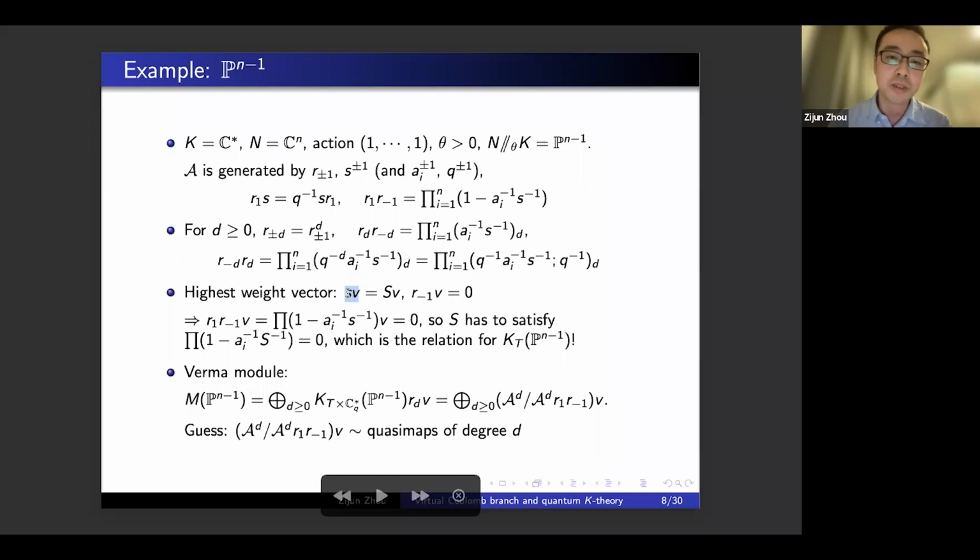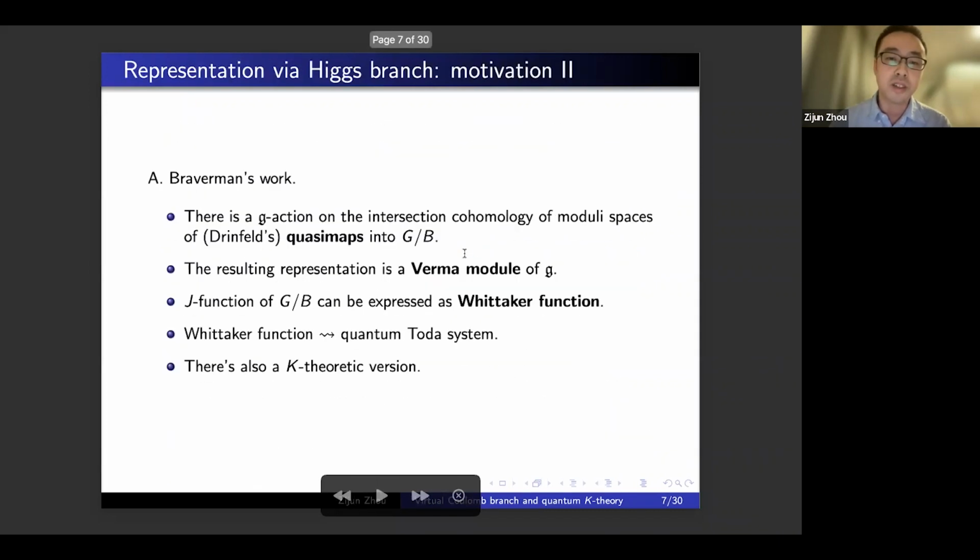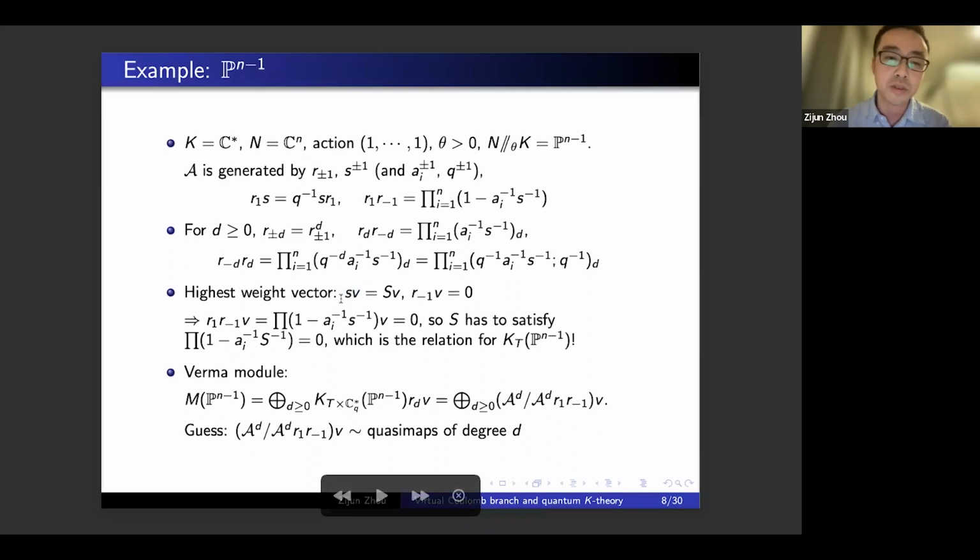The Cartan subalgebra is this polynomial ring in these characters. But now if we define the highest weight vector and apply this Cartan subalgebra to the highest weight vector, then the eigenvalues have to lie in this Coulomb surjection of the Cartan subalgebra. So here's the Verma module. We apply R sub d, where d is positive, to the highest weight vector and generate this module. So this becomes a Verma module.